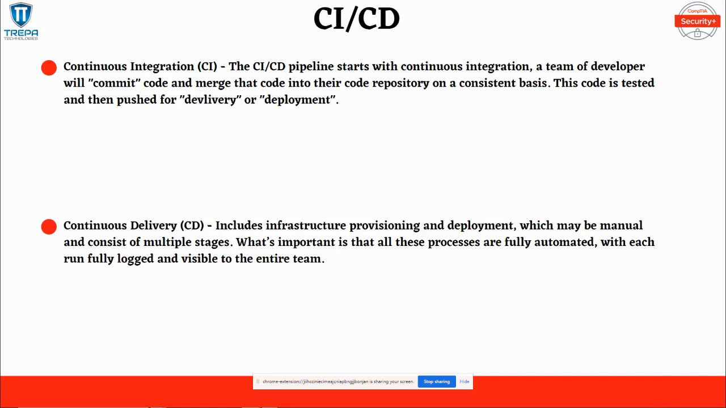All right. So that is all we have for Domain 2.3, application development and automation.